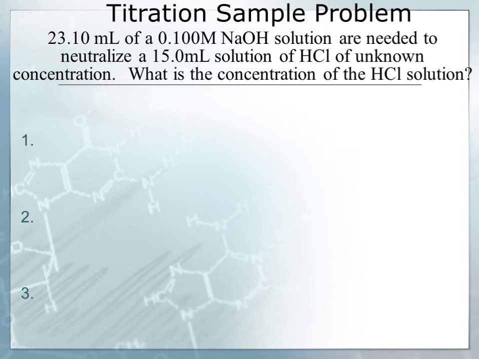So in our first example, we see that it takes 23.10 milliliters of a 0.100 molar sodium hydroxide solution to neutralize 15 milliliters of a hydrochloric acid solution of unknown concentration. So the question is, what is that hydrochloric acid concentration? Hydrochloric acid would be our analyte, the titrant would be our standard, which is sodium hydroxide.